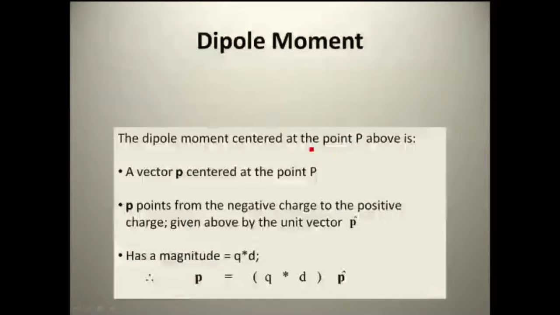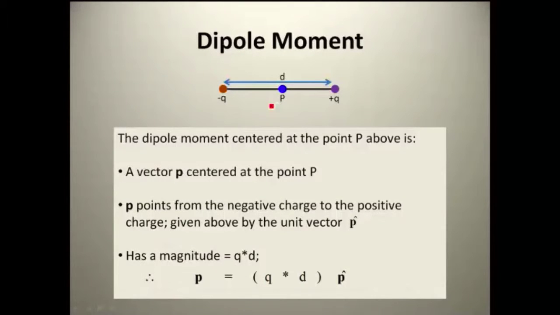So the dipole moment is centered at the point P, and so we have these same two charges, and a vector little p, shown here, centered at the point P, represents the dipole, and it points from the negative charge to the positive charge. So the direction of p is from minus to plus. That's very important to remember. The unit vector that points along that same direction we call p hat, and the magnitude of the vector p is equal to q times d. So in other words, the vector p is equal to q times d times the unit vector p hat.